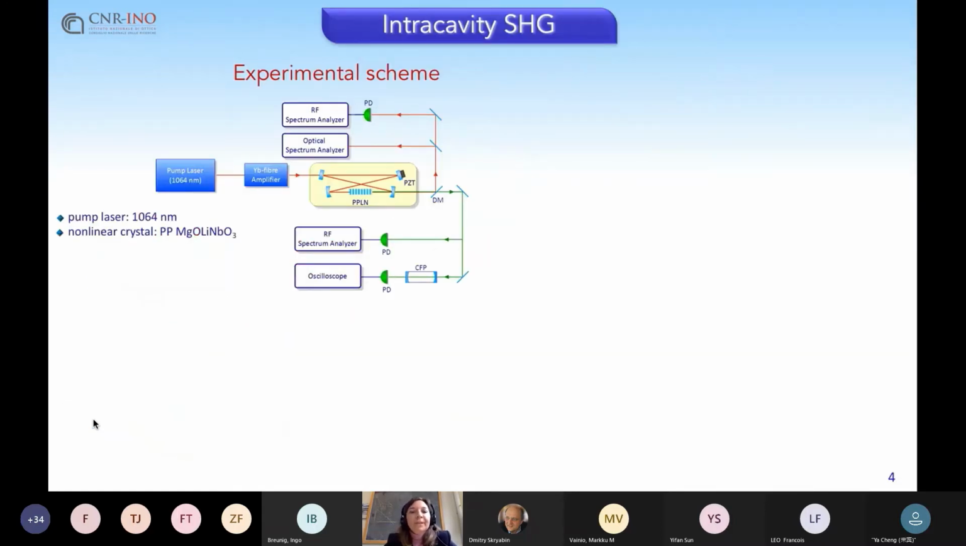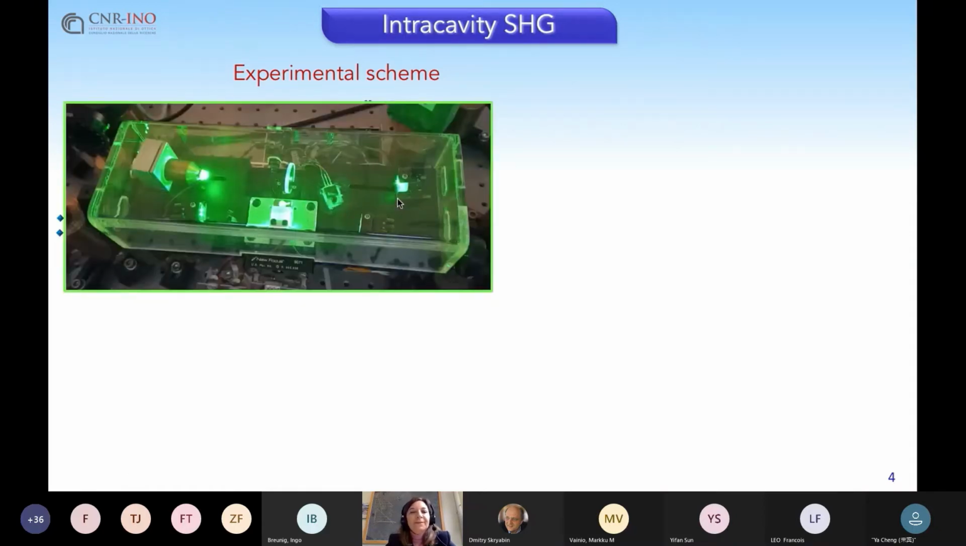So this is the first scheme that we used to generate a frequency comb. It is a cavity initially conceived for the generation of the second harmonic of a neodymium YAG laser at 1 micron. So this is a bulk system. We have a bow tie cavity with 4 mirrors, 2 plane and 2 curved. The periodically poled lithium niobate crystal is put between the 2 curved mirrors, and this is an image of the cavity.